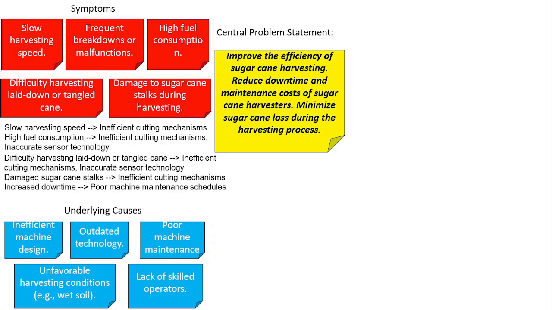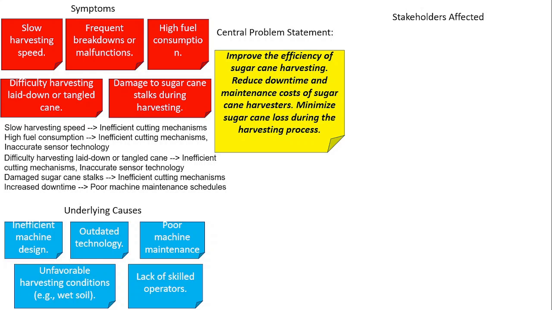And then lack of skilled operators. When I introduce a driver to that machine, they operate it improperly. Because of the lack of skills, machine operation is affected, the maintenance cost increases, and sugarcane stalks are damaged. So then we automatically move to the stakeholders affected.